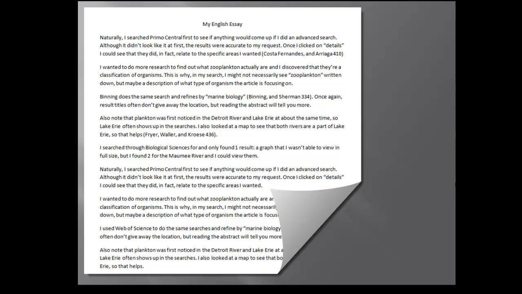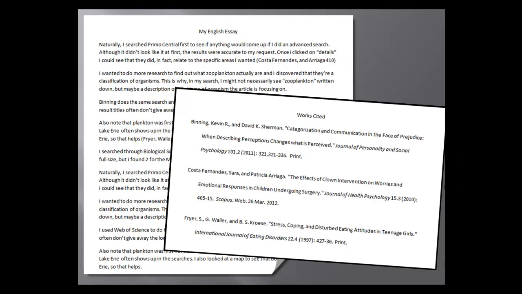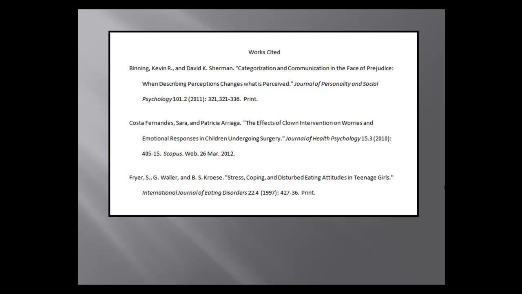The in-text citation is a shorter reference that directs the reader to the full reference at the end of your paper. This section at the end of your paper might be called a bibliography, works cited, or reference list, and it does just that. It lists all the references you used in your paper. The reference list is alphabetized, and the second line and any subsequent lines in each citation are indented.